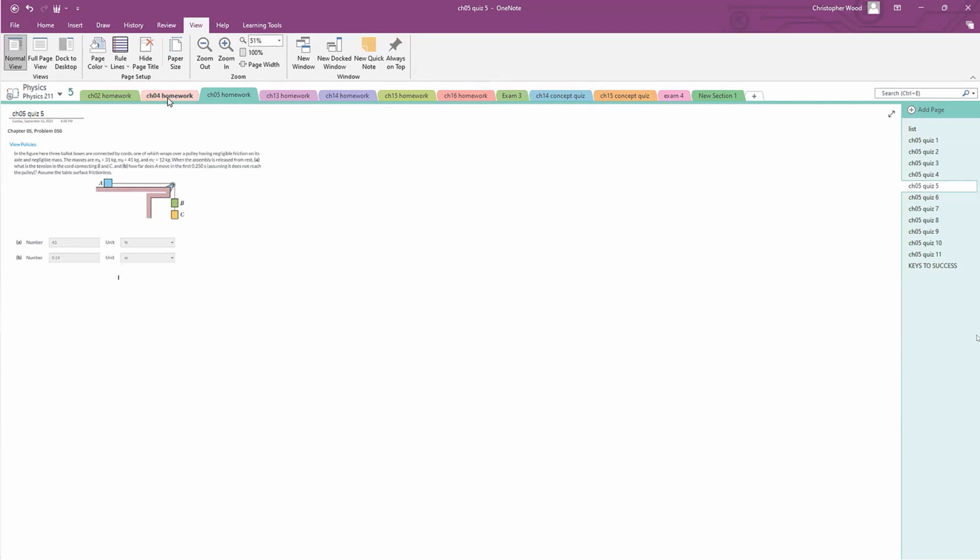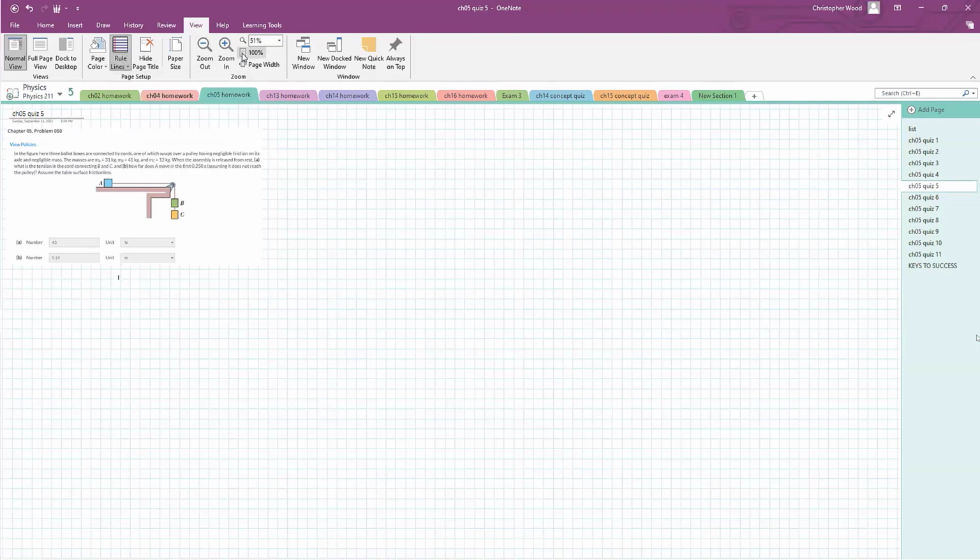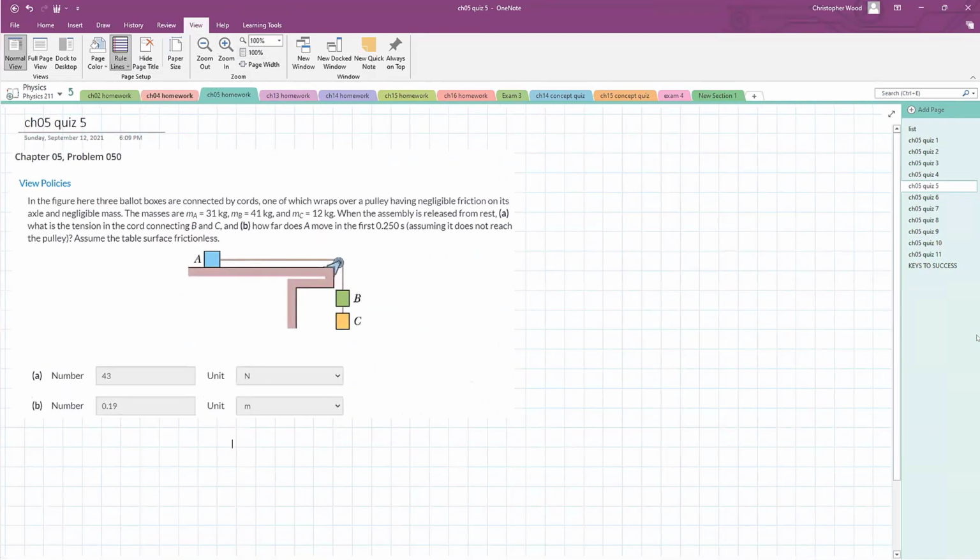But we're getting pretty close to being done with the basic kinds of problems. Okay, so here we have another pulley problem. So this is definitely in the realm of pulley problems.